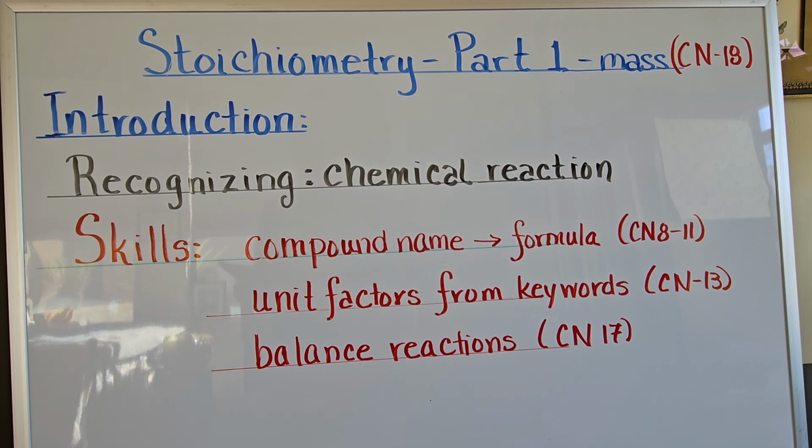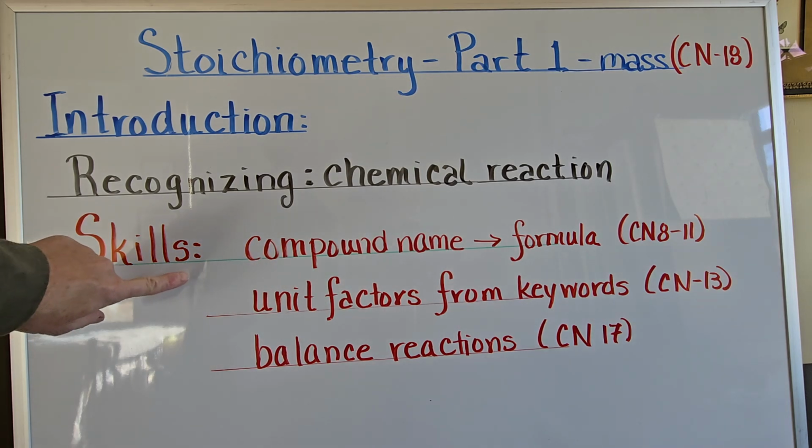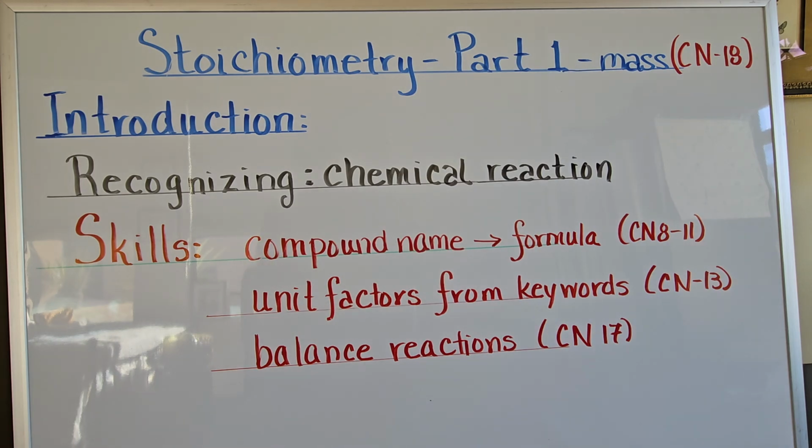These stoichiometry problems also require that you put together several of the skills that you've learned up to date. For example, you may be given a compound name. Before you can actually look at your chemical reaction, you must convert that into a chemical formula. You would look back to class notes 8 through 11 if you need some brushing up on that skill. Also, we need to be able to look at keywords and find unit factors from those keywords. A good place to look is class notes 13. Go back to those class notes if you need to brush up on that.